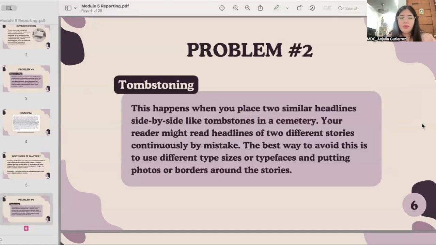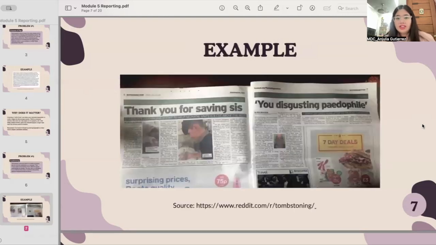And the second pitfall is tombstoning. This happens when you place two similar headlines side by side, like a tombstone in a cemetery. Your reader might read headlines of two totally different stories continuously by mistake. They could potentially read two different headlines as one, or two different articles as one. The best way to avoid this is to use different type sizes or typefaces and put photos or borders around your stories. So here's an example of this.